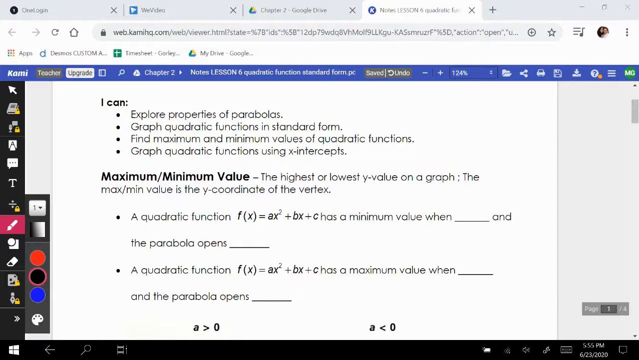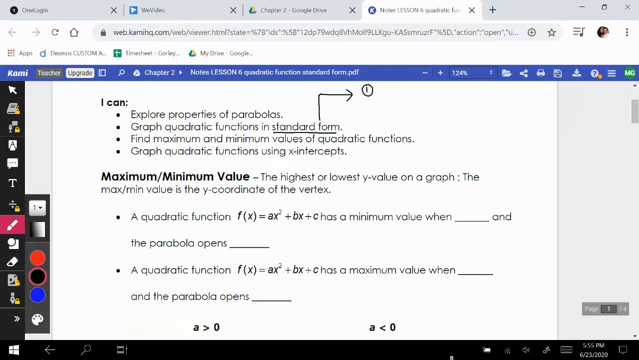Everyone, today we're going to be exploring properties of parabolas, graphing quadratic functions in standard form, finding max and min values of quadratic functions, and graphing quadratic functions using x-intercepts. Last lesson we talked a lot about how to graph in standard form.